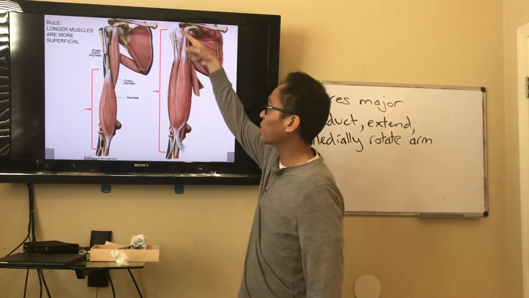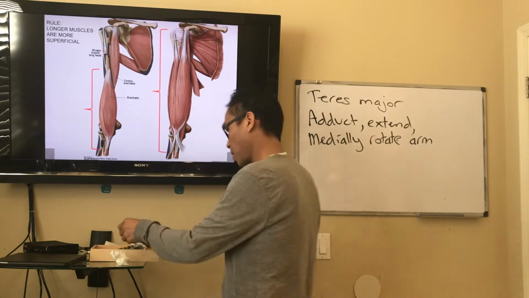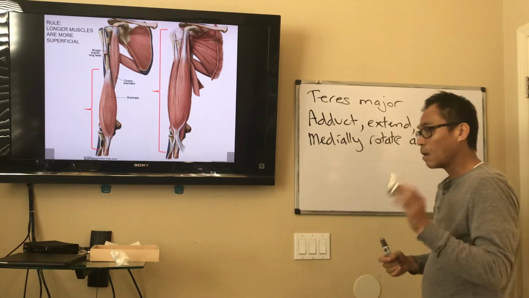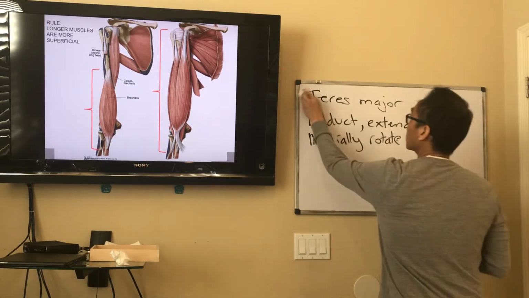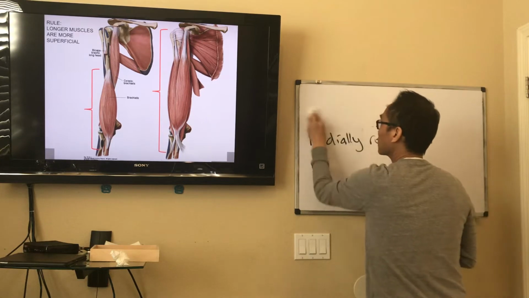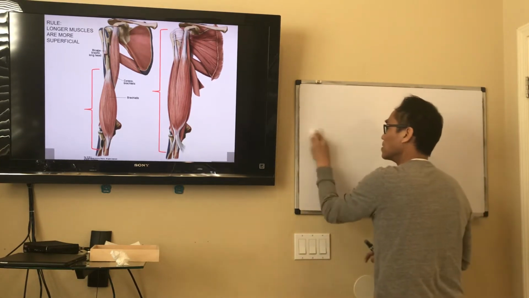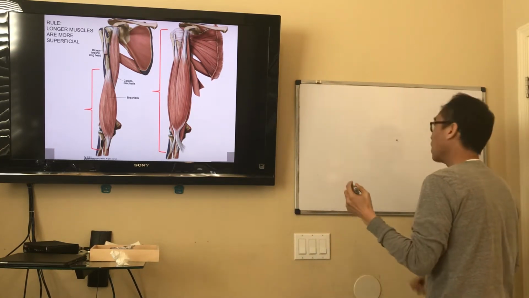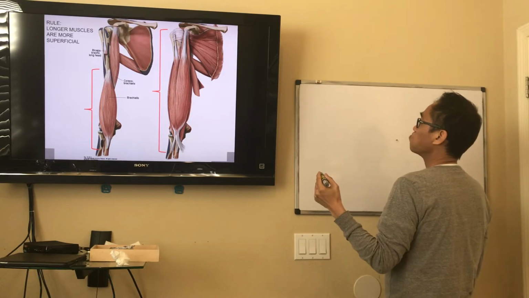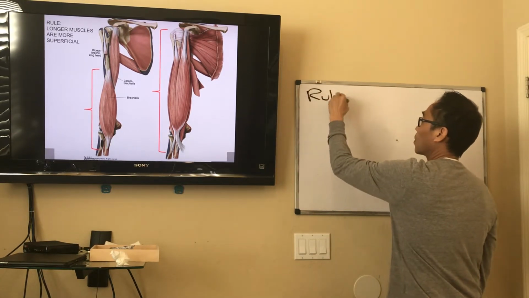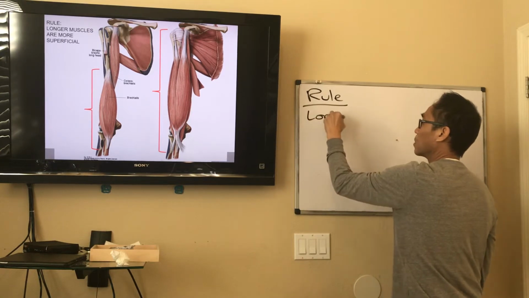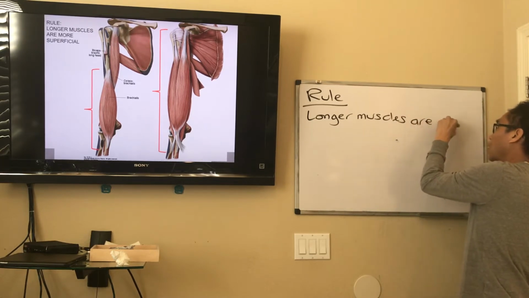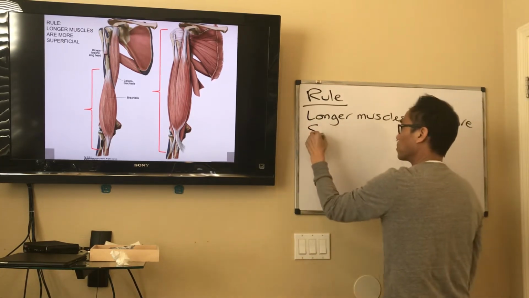I put the bracket here showing the length of the muscle because that's a rule I want you to know. Generally, in anatomy, longer muscles are more superficial. There are exceptions. Okay, rule: longer muscles are more superficial.